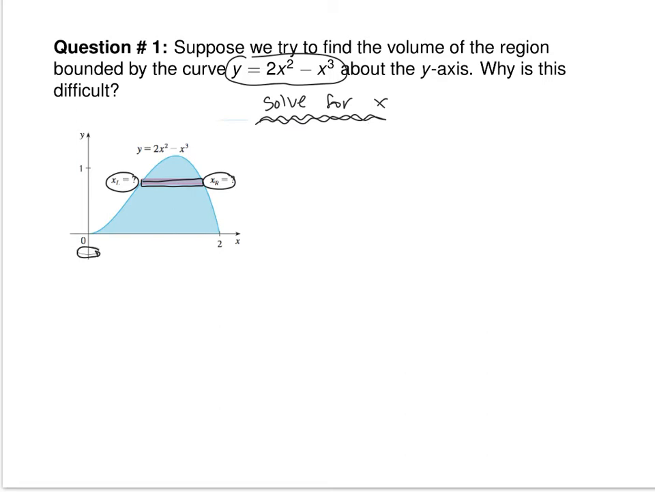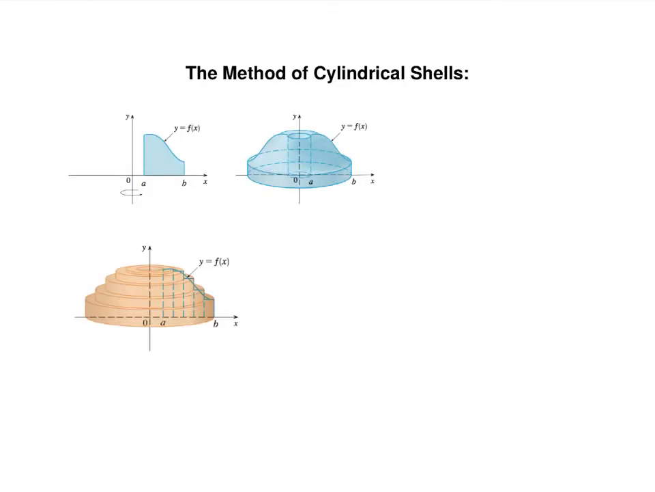So wouldn't it be nice instead if we could slice it this way and then rotate those slices around the y-axis? Think what would happen if you took this little slice and spun it about the y-axis. You're going to get hollow cylinders. That's why this method is called cylindrical shells, because we're going to learn a method where you can slice this way. Then we would need to know the height of a slice, and that would just be this equation. We'll also need to know some other stuff, but let's first look at some pictures that describe what this is. So this is called the method of cylindrical shells.